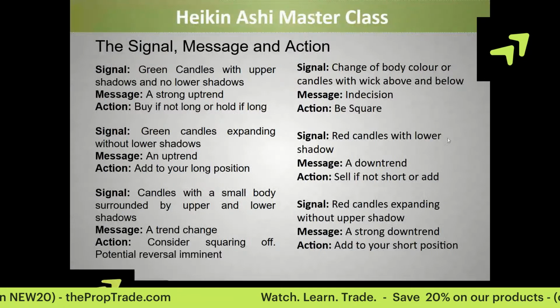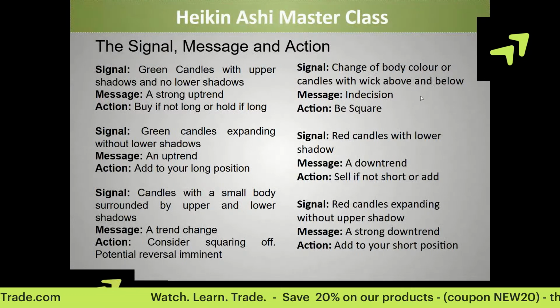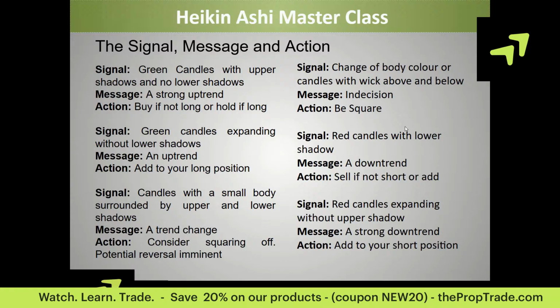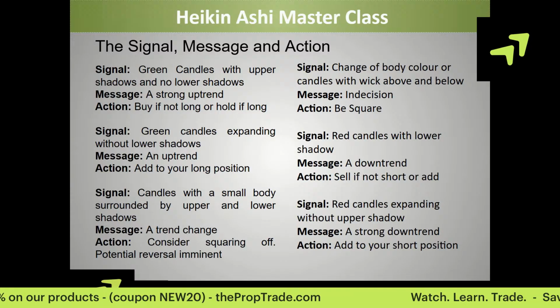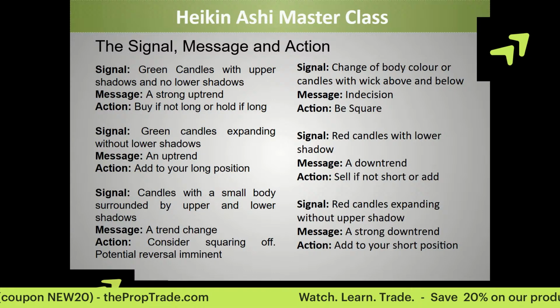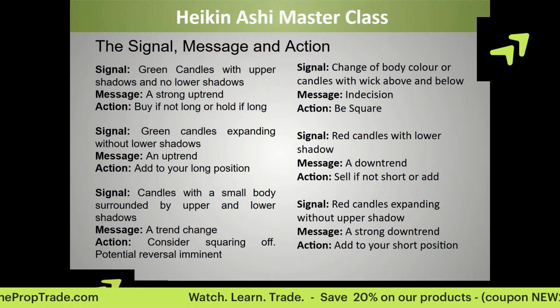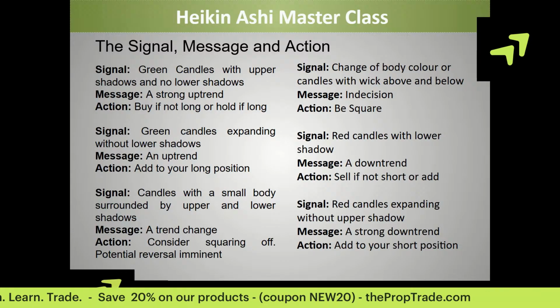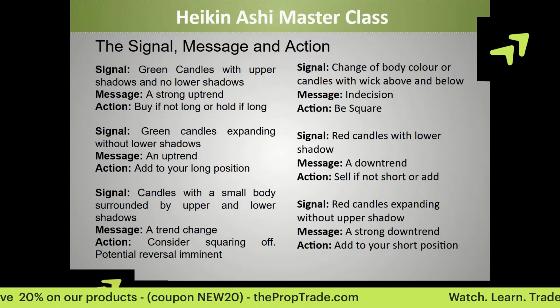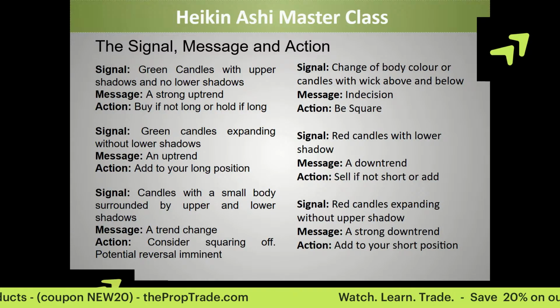Change of body color with a wick above and below: indecision, be square. So we've got a balance of candles. So we've got doji candles. Remember, doji candles have exactly the same interpretation in Heikin-Ashi candles as they do in normal candlesticks. It means balance between the buyers and the sellers. There's no clear direction.